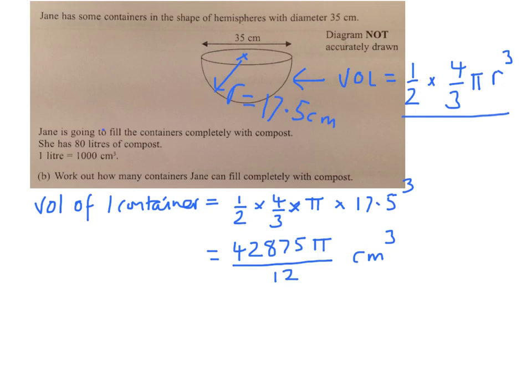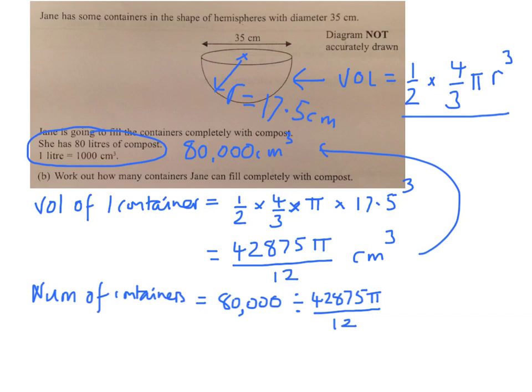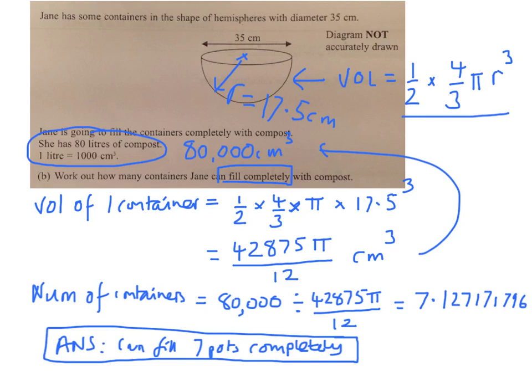Now 80 litres of compost is 80 times 1,000, so that's going to be 80,000 cubic centimetres of compost that we've got, so we've got to see how many times that goes into that. So the calculation is 80,000 divided by 42875 pi over 12, or just over 7 pots. So the answer to the question is that she can completely fill 7 pots.